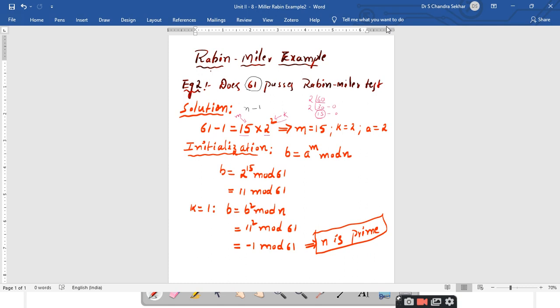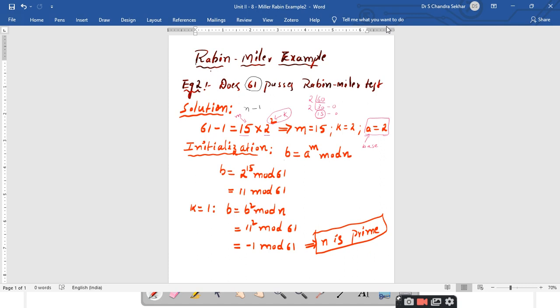By looking at this value, you can understand that we are going to iterate the algorithm for k minus 1 times, that is 1 time. In the second step, we take the value of A, which we consider as the base. Let us start our Rabin-Miller test by taking the base value as 2.